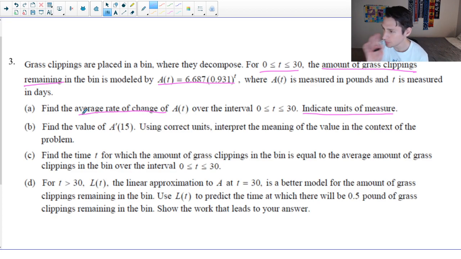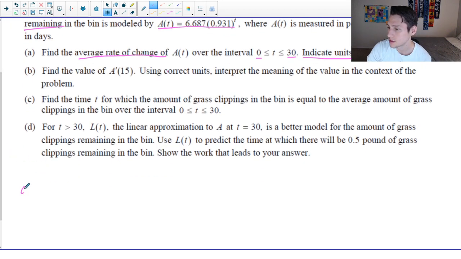Okay. So average rate of change. So this pretty much directly indicates to me we're just using the average rate of change formula. I'm not even really doing any calculus particularly. So I have the interval that I want to do the average rate of change on. So let's just do average rate of change of A of t: A of 30 minus A of 0, divided by 30 minus 0.